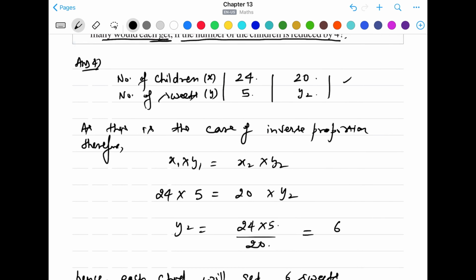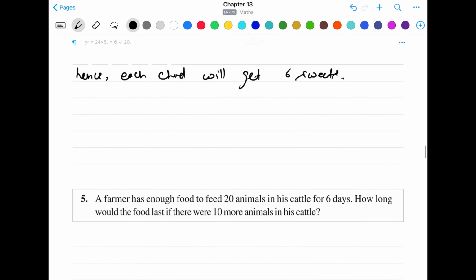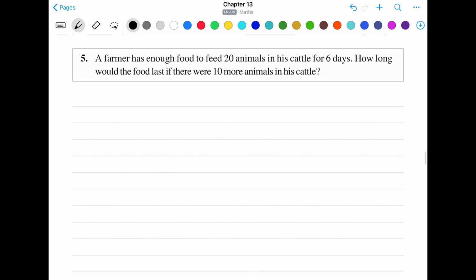You can see it's a very simple question. You have to just represent the data in a tabular form. Once you find out that it is inverse proportion, you can use this relation, and by putting in the values you can find the required answer. So that's a very simple question. Now moving to the next one, question number 5.